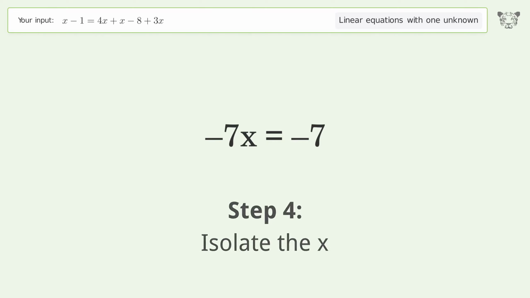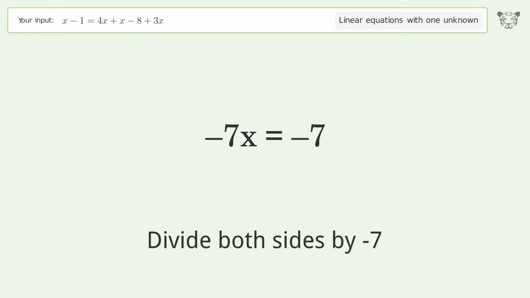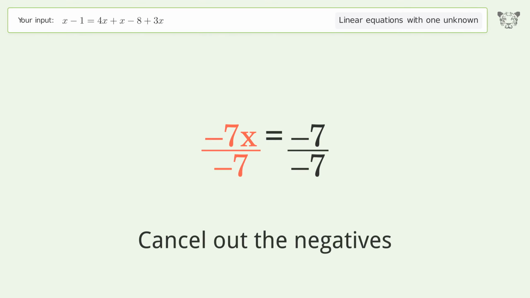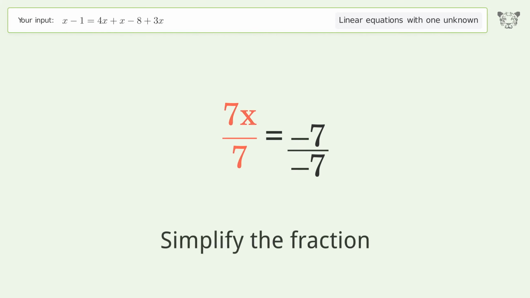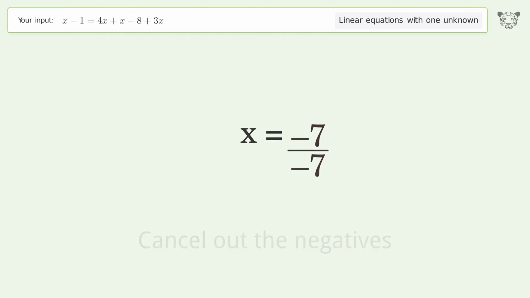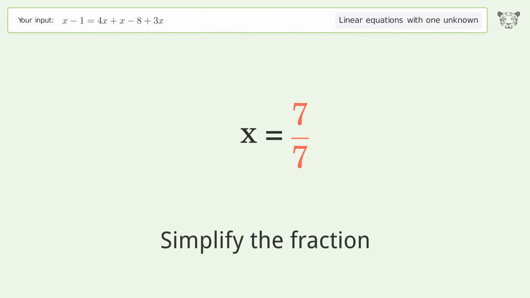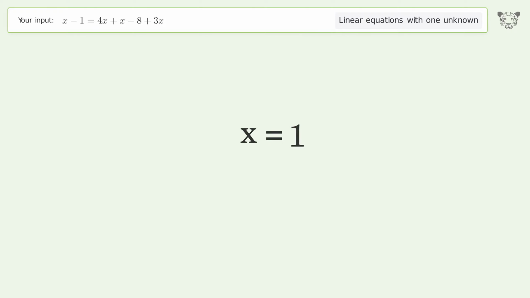Isolate the x. Divide both sides by -7. Cancel out the negatives. Simplify the fraction. Cancel out the negatives. Simplify the fraction. And so the final result is x equals 1.